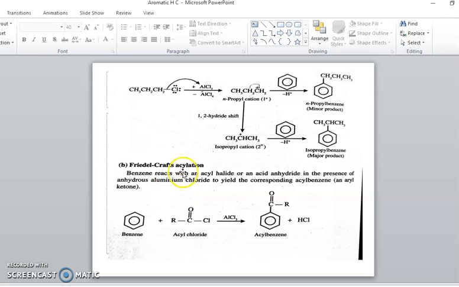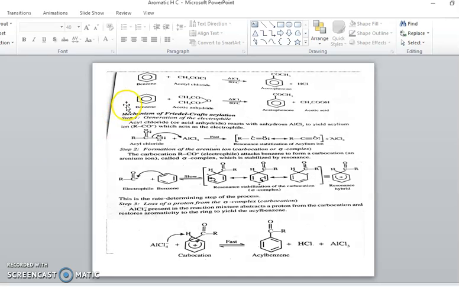Now, Friedel-Crafts acylation. The benzene ring is treated with the acyl chloride RCOCl in the presence of AlCl3 to get acyl benzene. This compound is called acyl benzene. This reaction is known as Friedel-Crafts acylation. A typical example is benzene treated with acetyl chloride CH3COCl in the presence of anhydrous AlCl3 to get the product acetophenone. This product is called acetophenone.